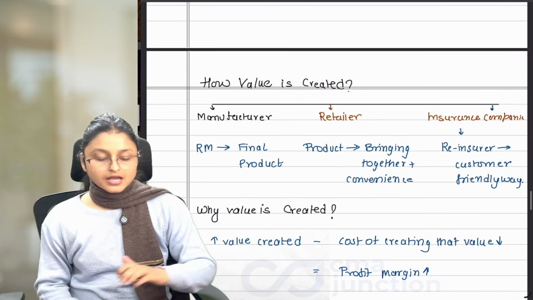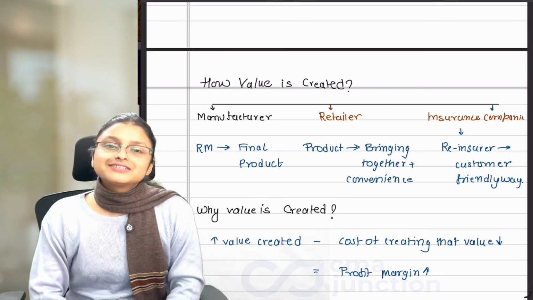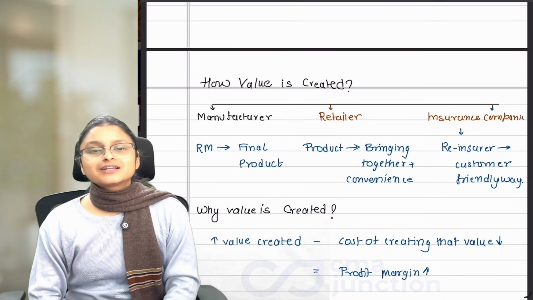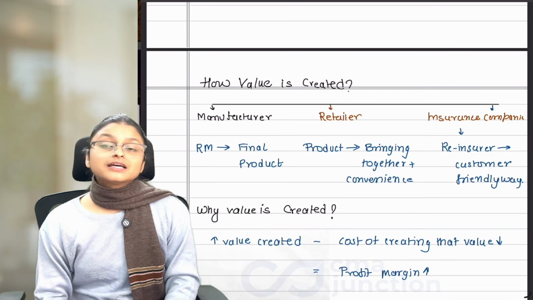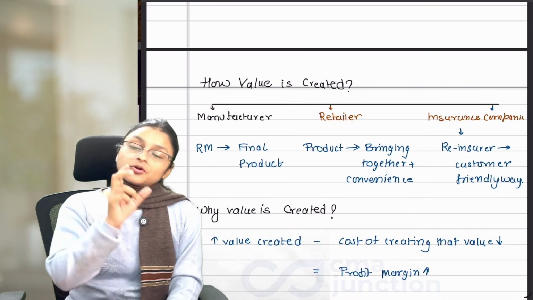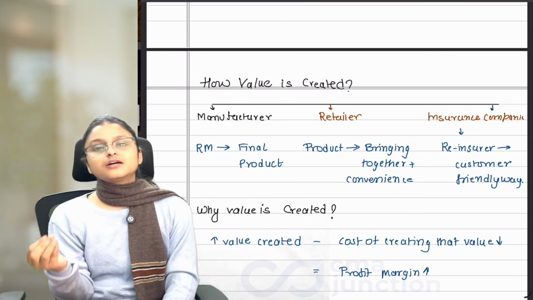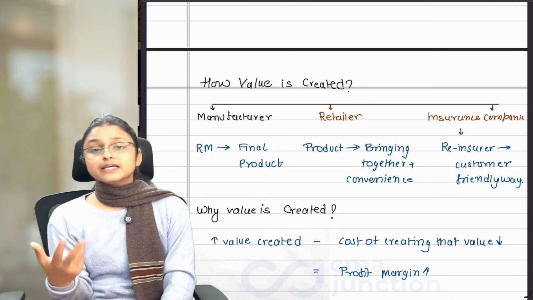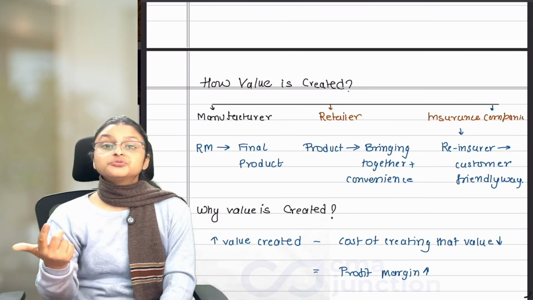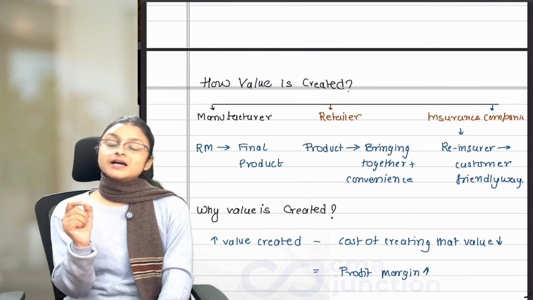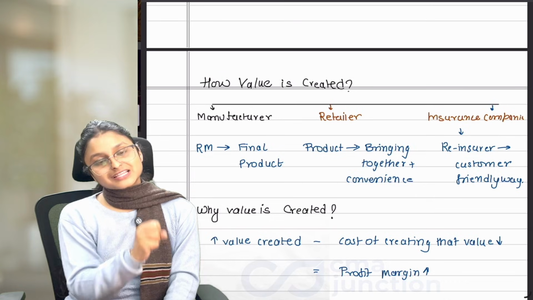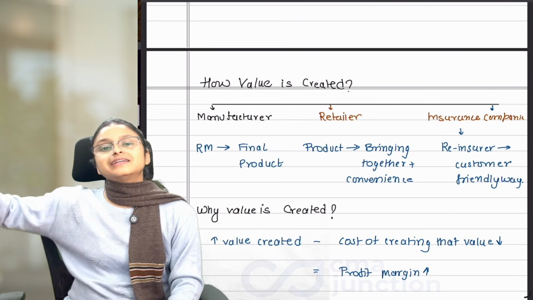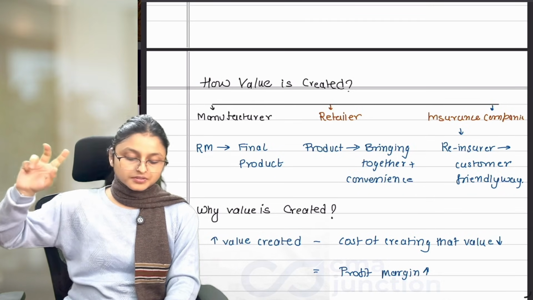Done. Next, how is value created? So we have taken different examples. A manufacturer creates value by converting raw material into finished products. Retailers provide value by providing the products together in a convenient manner and also providing guidance about which product you should buy. Insurance companies also provide value by taking insurance from a reinsurer and providing it in a customer friendly way to the customers.